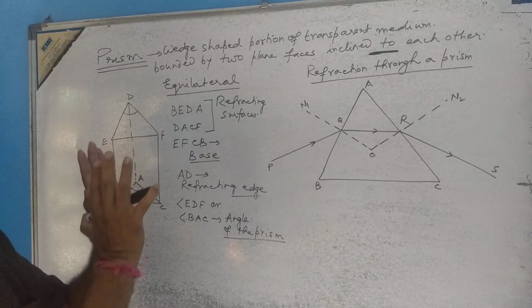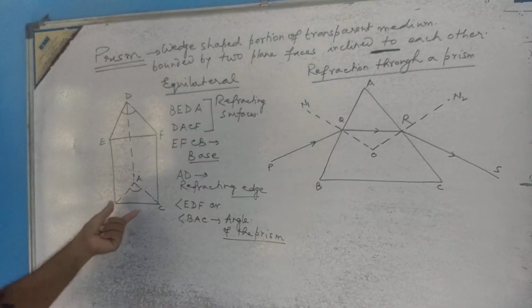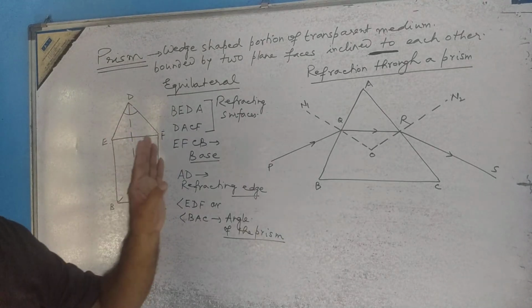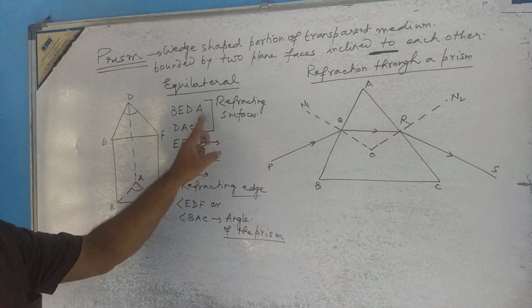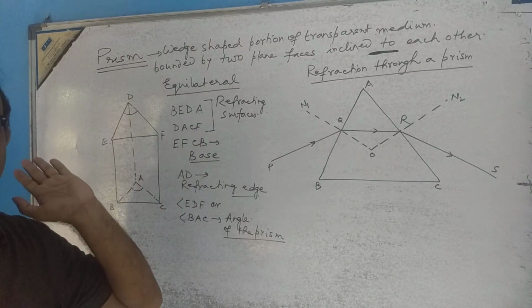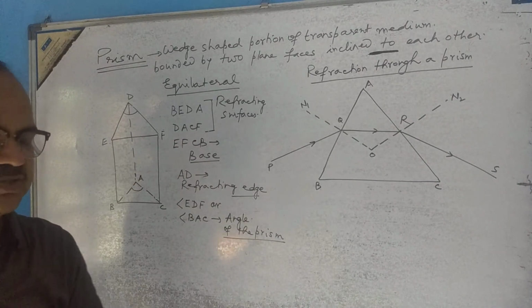And there are other three surfaces, and altogether there are 5 surfaces. So the other 3 surfaces, each is a rectangle. Whether you take BDEA, DEF or EFCB, these all are rectangles.